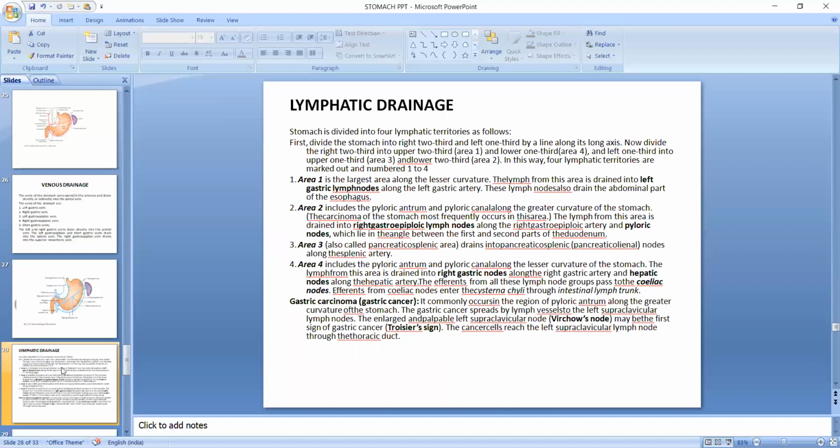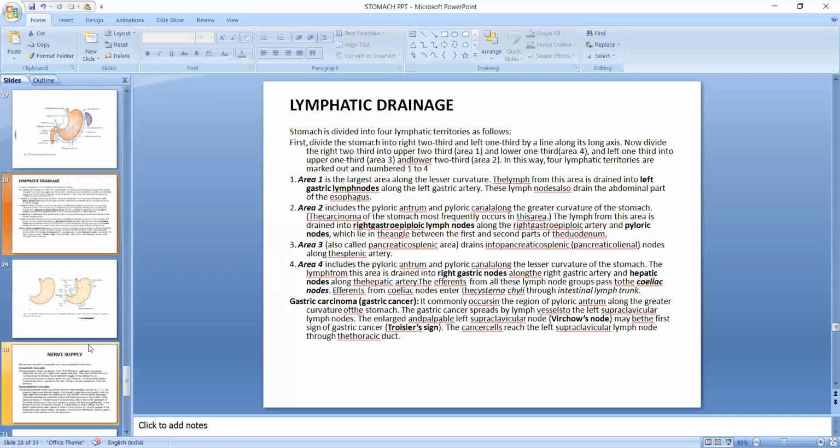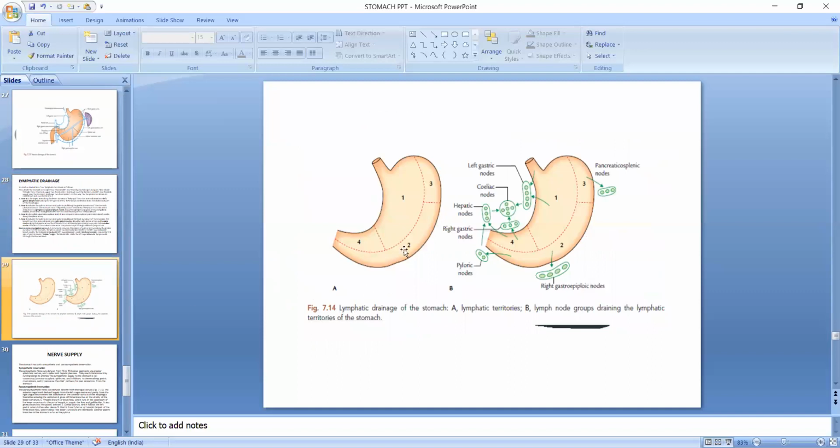First, divide the stomach into right 2/3 and left 1/3 by a line along its long axis. Now divide the right 2/3 into an upper 2/3 area, that is area number 1, and a lower 1/3, area 4, and the left 1/3 into an upper 1/3, area number 3, and a lower 1/3, area number 2. In this way, 4 lymphatic territories are marked out and numbered 1 to 4. So we can see here these areas. The whole stomach is divided into 4 areas.